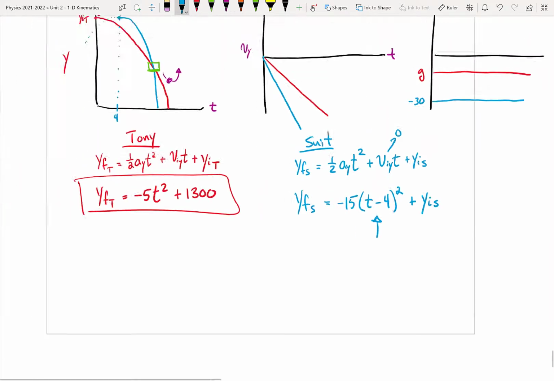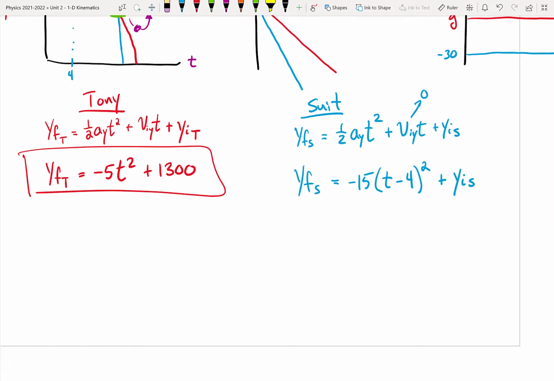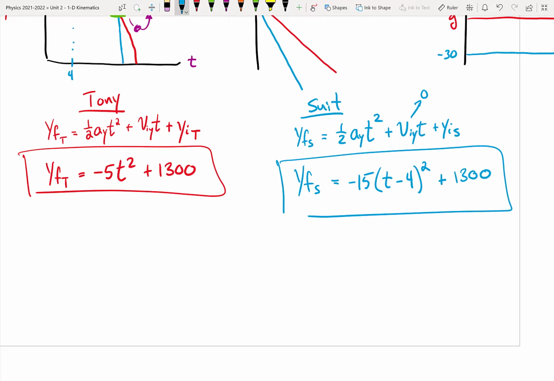All right, well, now you have two equations. We need a number in here for our initial position. It's 1,300. Okay, so now it's a system of equations with two unknowns. You don't know your time, and you don't know the final position. But the final position of Tony will be equal to the final position of the suit. And so you can use that information to help solve your system of equations. You can set them both equal to each other, like I was saying before.